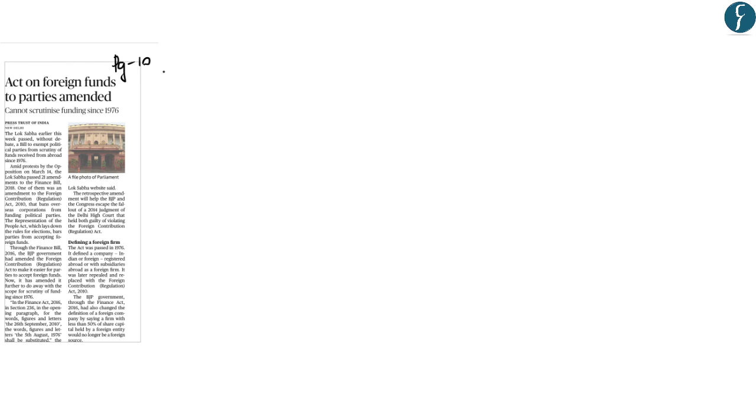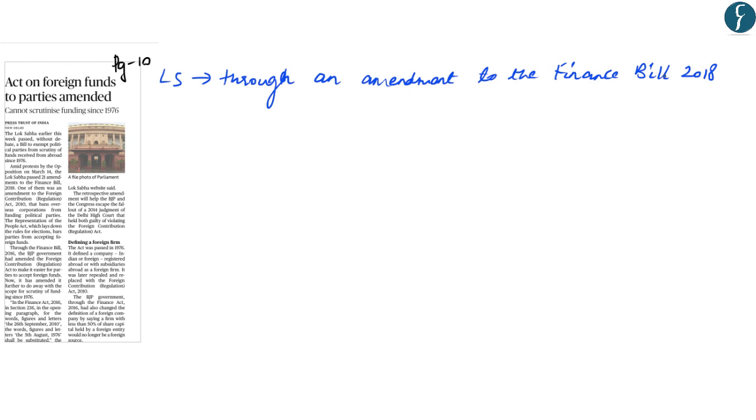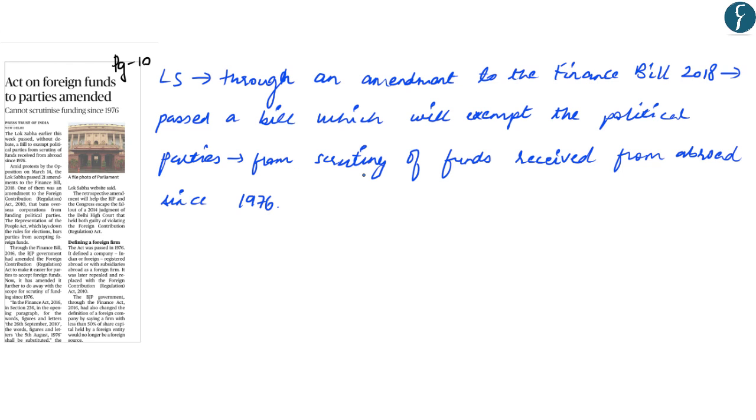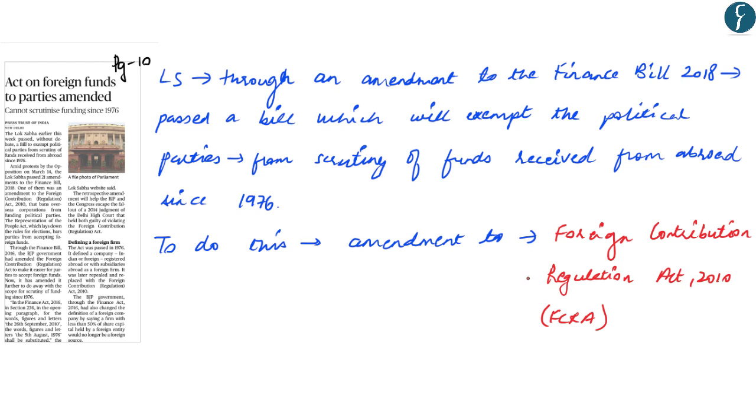Now this news says that the Lok Sabha, through an amendment to the Finance Bill 2018, has passed a bill which will exempt the political parties from the scrutiny of their funds which they have received from abroad since 1976. And to facilitate this change, an amendment has been proposed under the Foreign Contribution Regulation Act or FCRA Act 2010. And this amendment will be done with a retrospective effect.